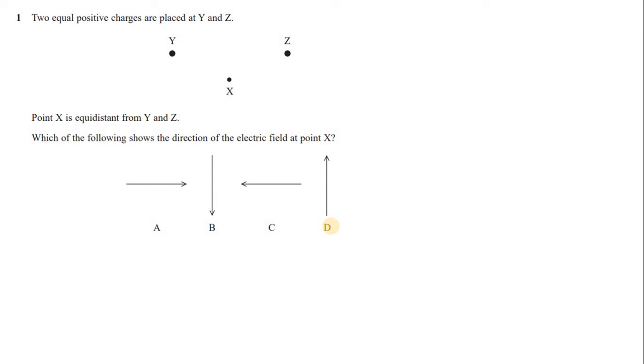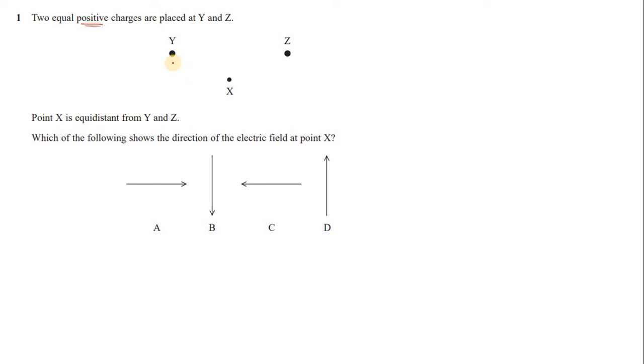Question number 1. Two equal positive charges are placed at Y and Z. Point X is equidistant from Y and Z. Which of the following shows the direction of the electric field at point X? So we have two charges Y and Z, and X is just a point or a position, and Y and Z both are positive charges.